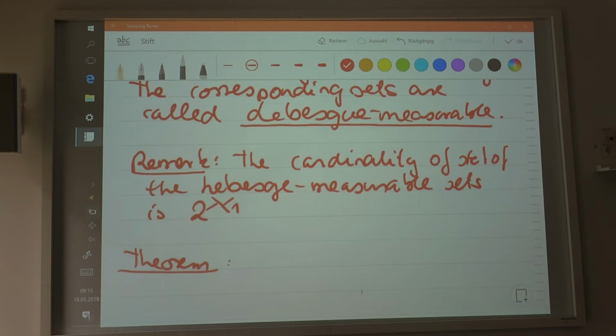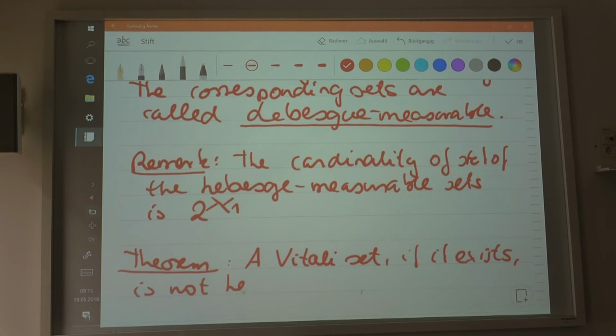The cardinality of the power set of the real numbers is equal to that of the family of measurable sets, which might suggest that all sets are Lebesgue measurable. But under certain circumstances it is possible to construct sets which do not have a Lebesgue measure. These are the so-called Vitali sets. If a Vitali set exists, and that's not certain, trust me, then it is not Lebesgue measurable.